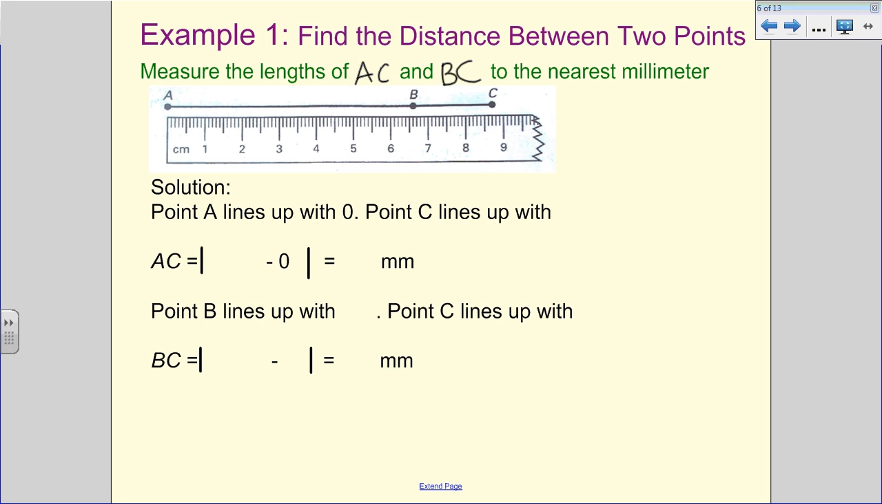We know that point A lines up with 0, and we know point C lines up with 87 millimeters. This is 1 centimeter in the larger hash mark, and each of these little ones in blue is a millimeter. There are 10 millimeters in 1 centimeter. So when they talk about wanting to measure in millimeters, I'm counting 10, 20, 30, 40, 50, 60, 70, 80, 5, 6, 7. So it lines up with 87.